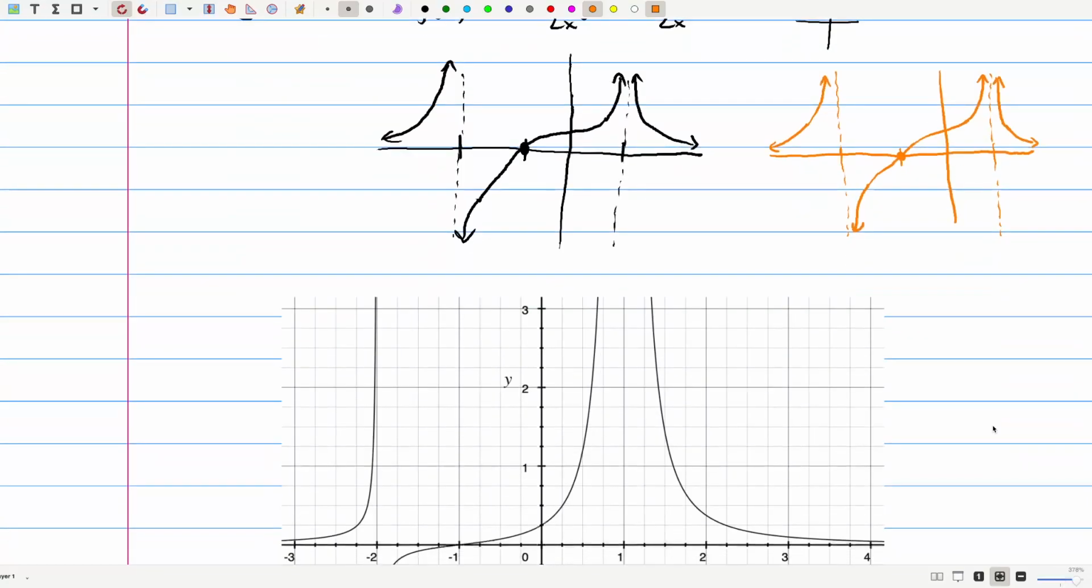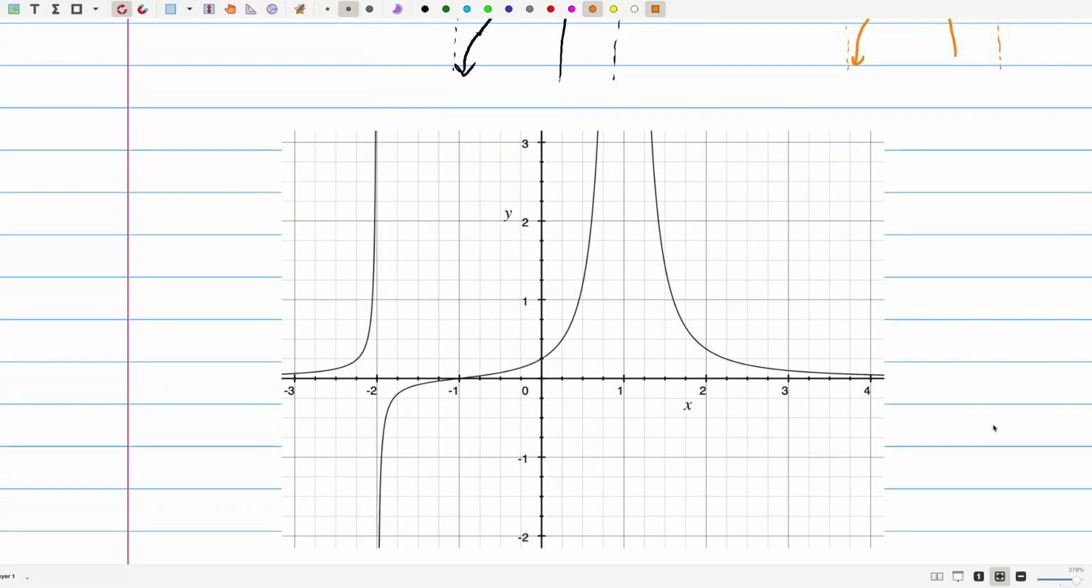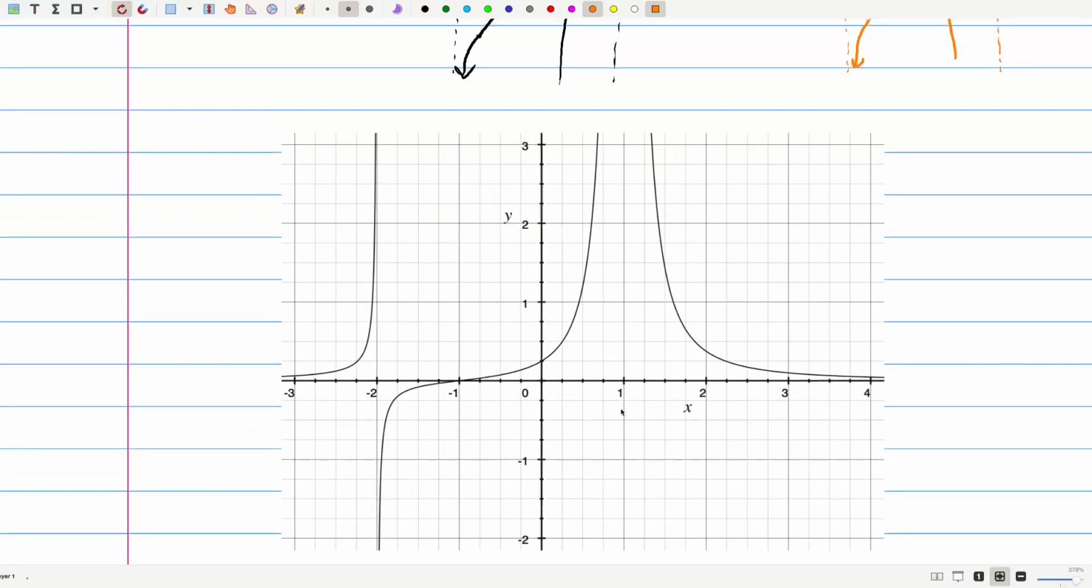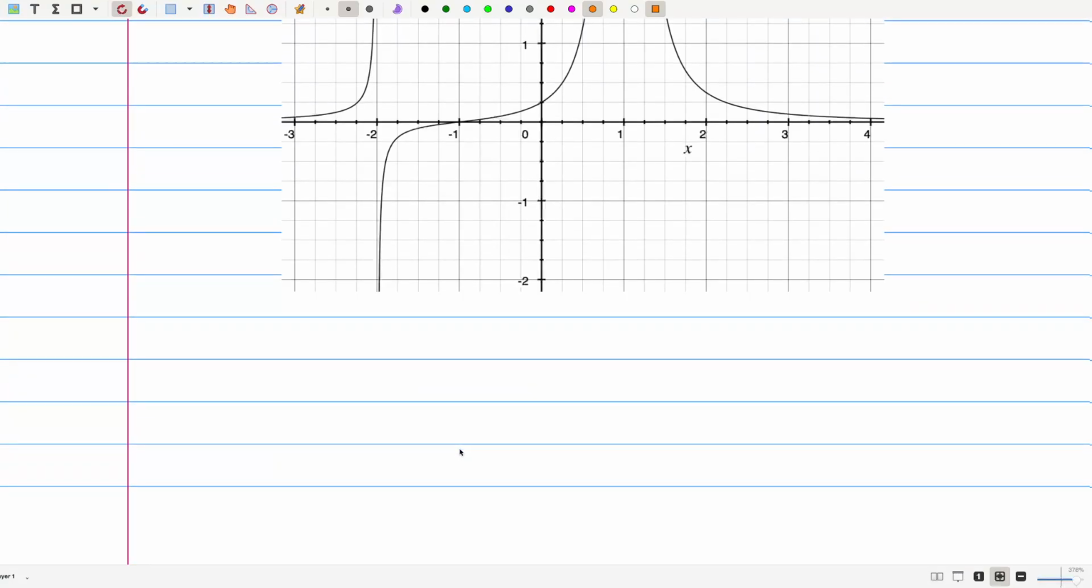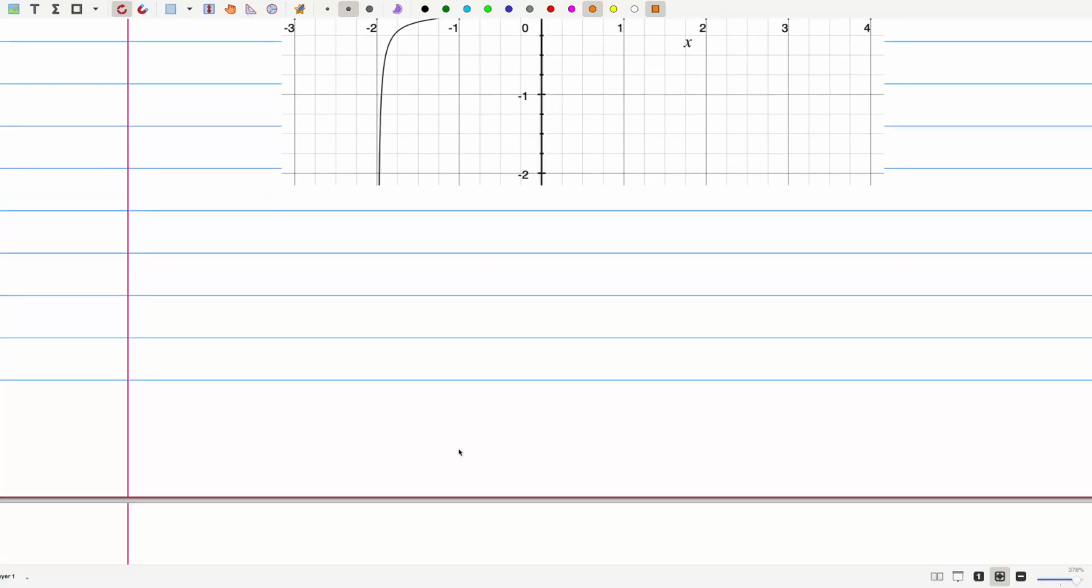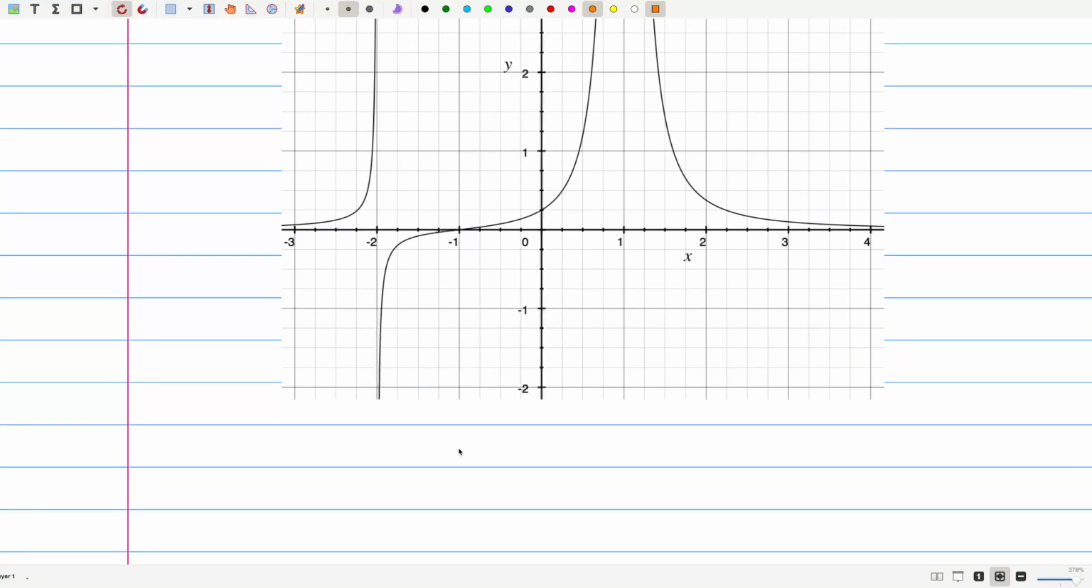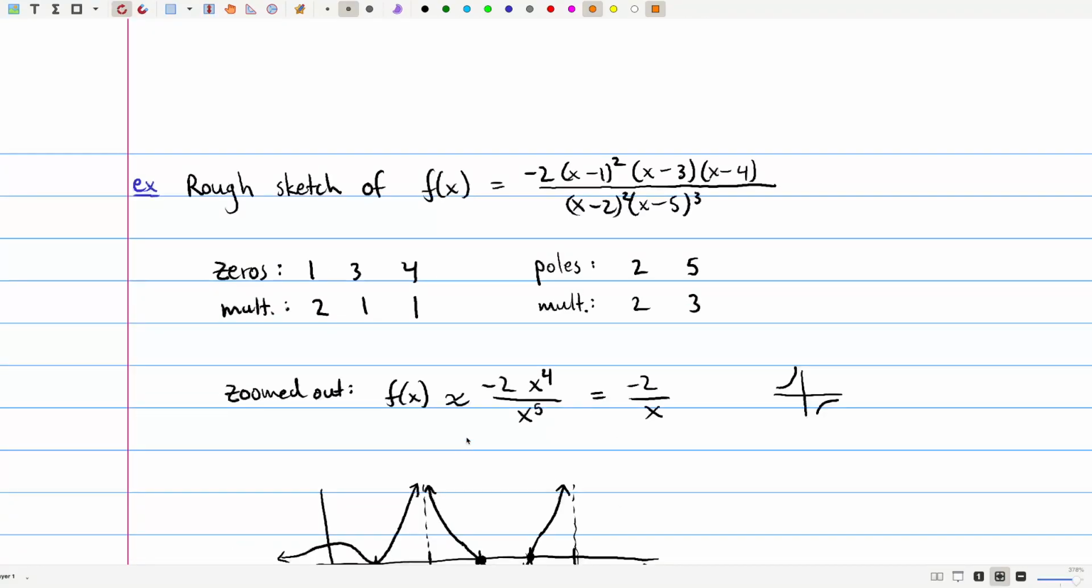So let's look at what that looks like. So we can see, indeed, there is a pole at -2, and it's an odd one. And there's a pole at 1, and it's an even one. And there is a 0 at -1. Okay, so that was that third example. To finish things off, let's do one more example with a lot more things going on.